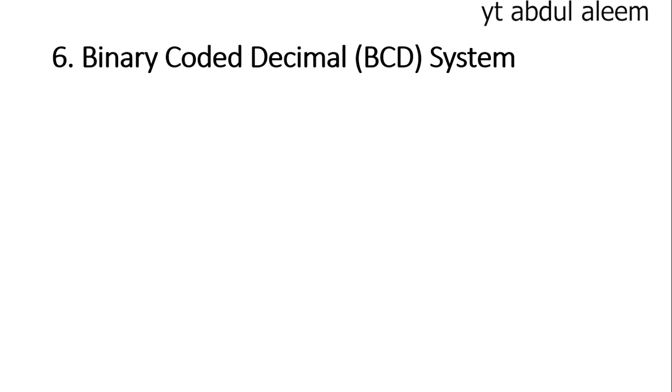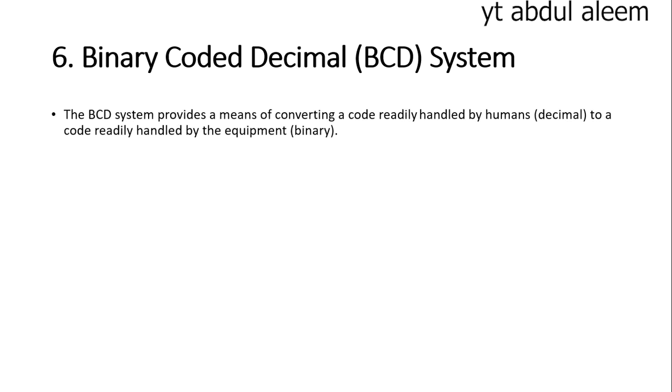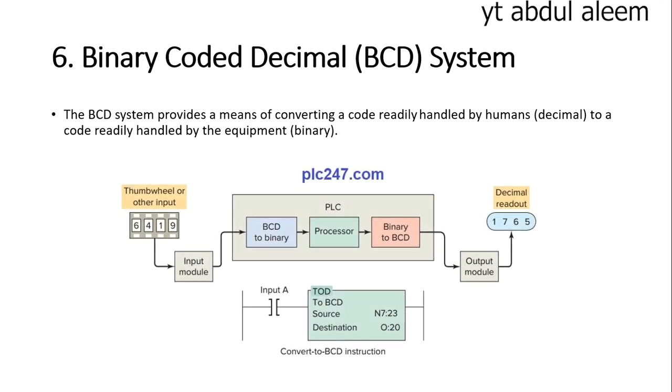The BCD system provides a means of converting a code readily handled by humans, decimal, to a code readily handled by the equipment, binary. In this picture you can see the binary coded decimal, BCD, system.